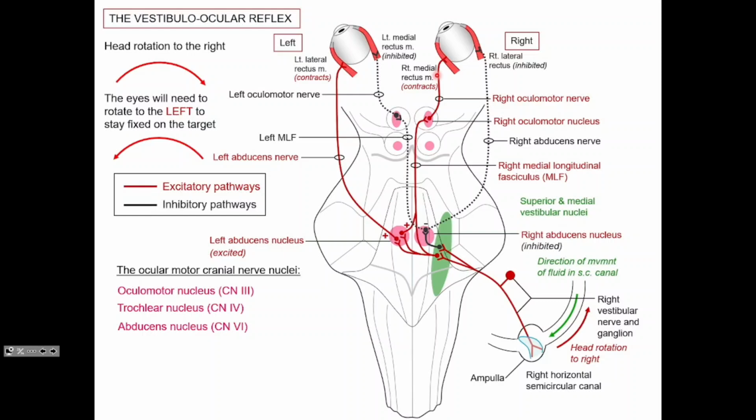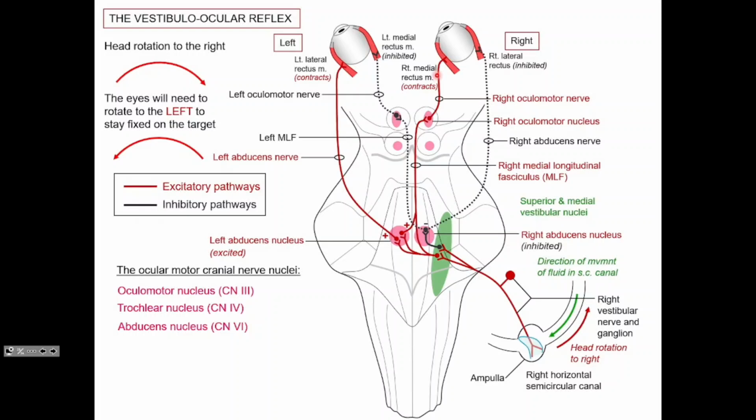Now, this slow phase is basically controlled by the vestibular nuclei, their connection with the contralateral abducent nerve nucleus, and through the MLF, which is basically connecting the sixth nerve with the third nerve nucleus. This is the reason why this is happening.